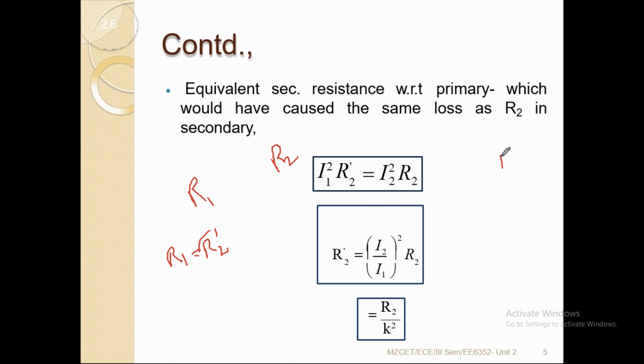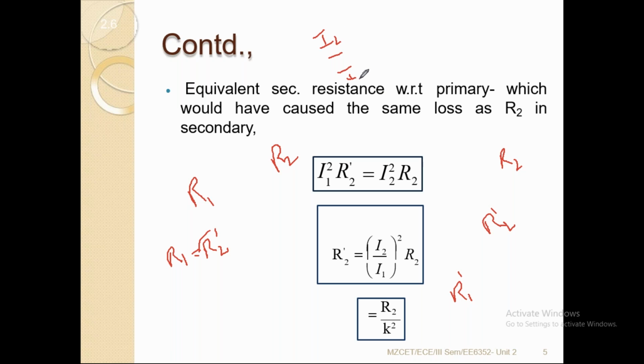Now when R2 is shifted to the primary, we can represent it as R2 dash. When R1 is shifted to the secondary, we can represent it as R1 dash. So these are the shifting parameters. Now from this, R2 dash you can represent as (I2 divided by I1) whole square into R. Now what is the transformation ratio for I2 by I1?